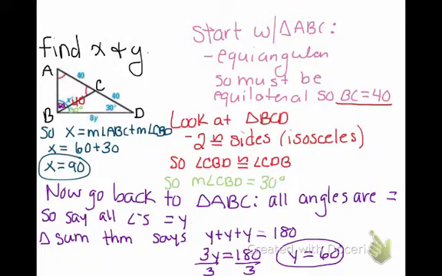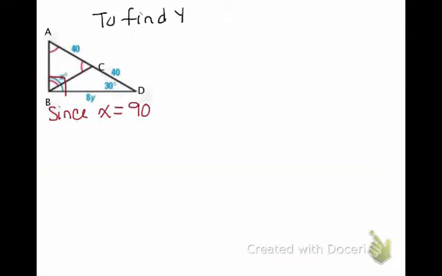Alright, so we found x, now it's time to find y. When we found x, we got that x was 90 degrees. So we know that triangle ABD is going to be a right triangle. If we plug in everything we know so far, we know that the side AB is 40 over here, since that was part of our equilateral triangle.